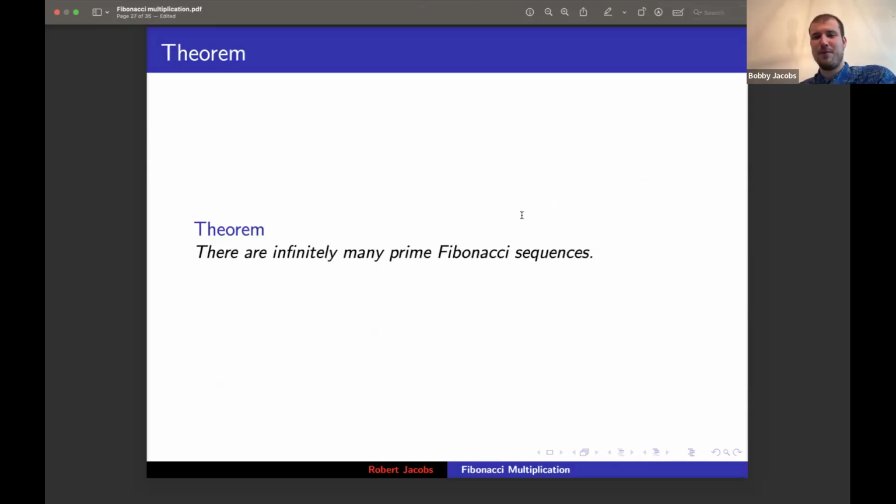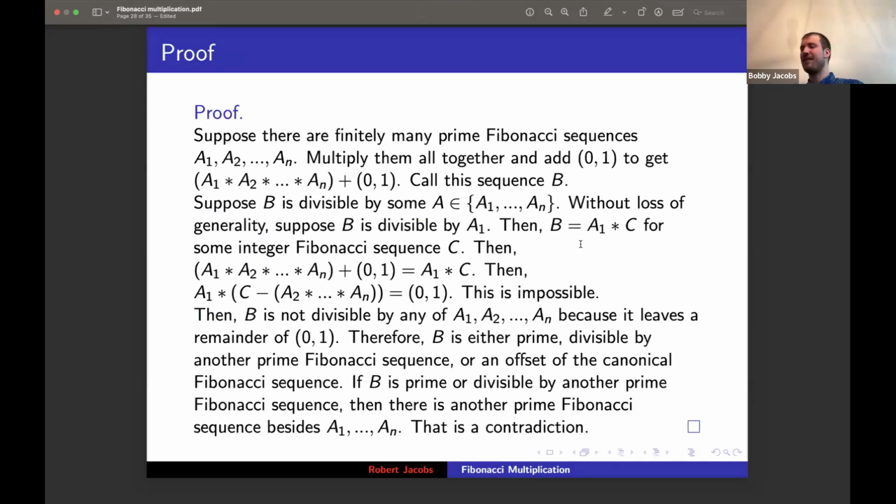And this is why that's important. It's going to be used for the proof that there's infinitely many prime Fibonacci sequences. And it's basically similar to Euclid's proof that there's infinitely many primes. Suppose there's just finitely many prime Fibonacci sequences A1, A2 to AN. We can just multiply them all together and add 0, 1 to get A1 times A2 times all the way to AN plus 0, 1.